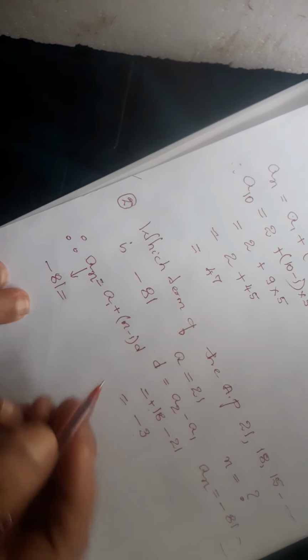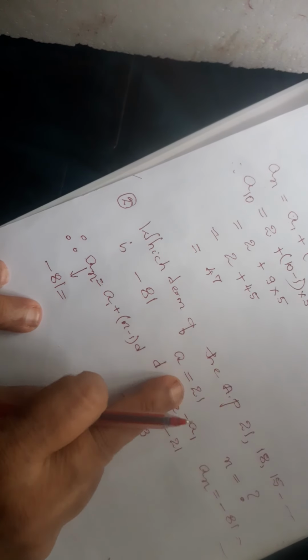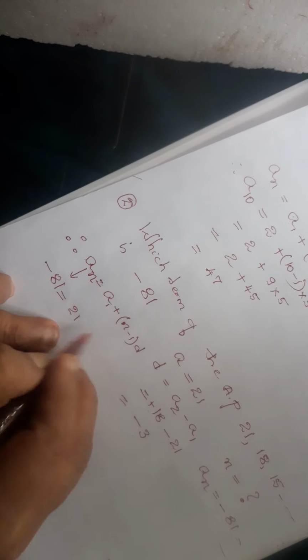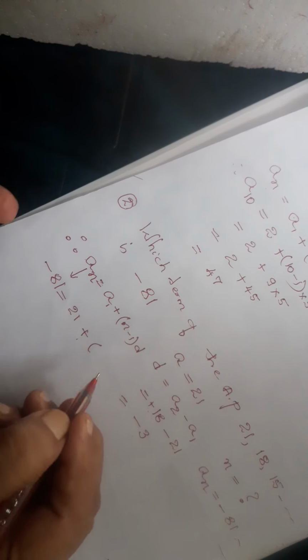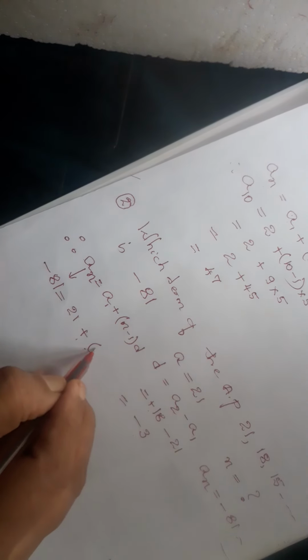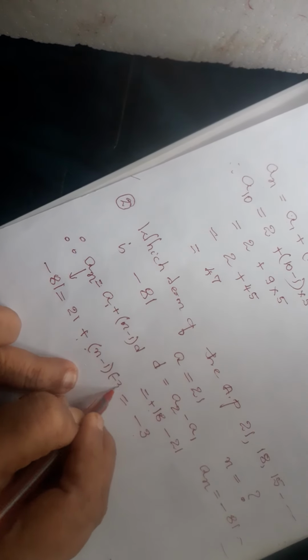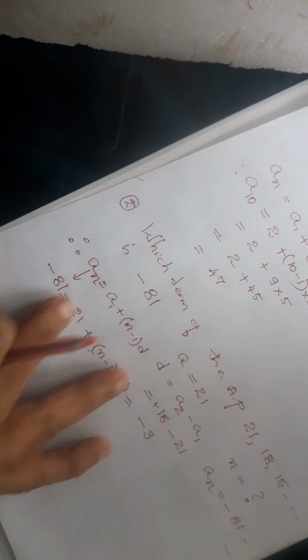It is equal to A1. You have just written A is 21. So write there, substitute, plus N minus 1. We don't know what N is at all. We knew the value of AN, so we wrote there minus 81. But we don't know what N is, we are going to find it. So N I will write as it is, N minus 1, and D I'll write minus 3 in a bracket. You know why we should write in a bracket? Because it is minus.